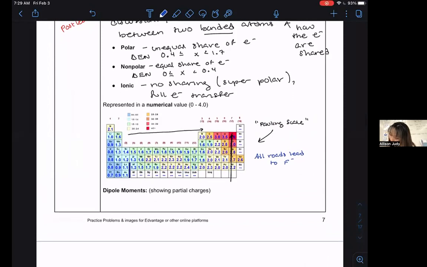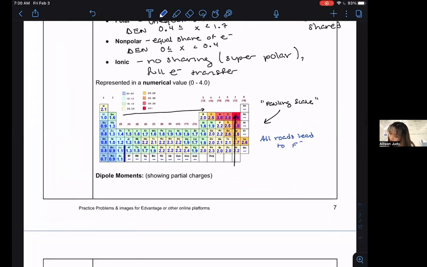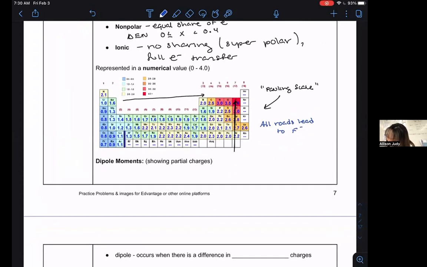we have to pick a polar value. So we know the electronegativity difference between the two atoms that I give has to be between 0.4 and 1.7. So let's say I have boron bonded to nitrogen. I don't know, we'll just do an example here.